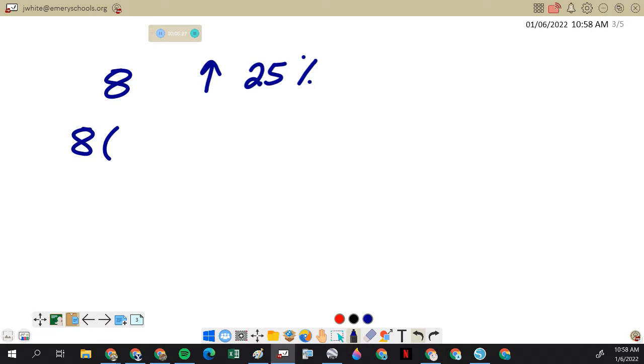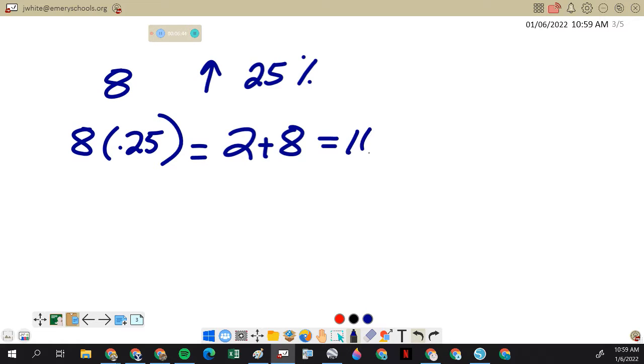So we don't want to divide. We want to multiply. Then what? Then you add it to 8. So if I have $8 and I increase my $8 by 25%, I end up with $10.